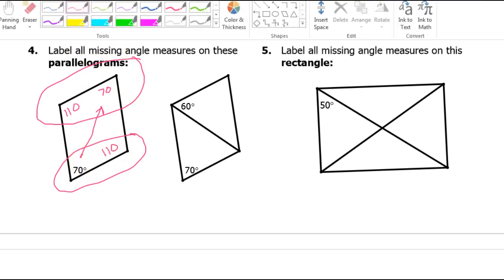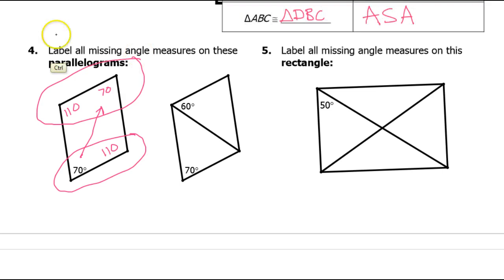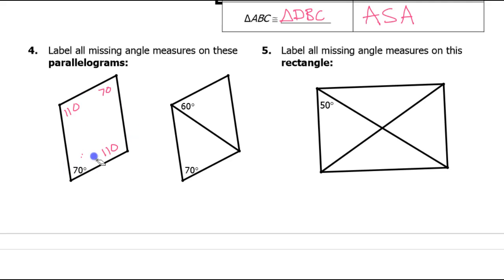Notice that it works if I had circled them the other way too. Right? So what if I circle these? These are also consecutive, and they are also supplementary, aren't they? Okay, now my picture looks way too messy. So, OCD.